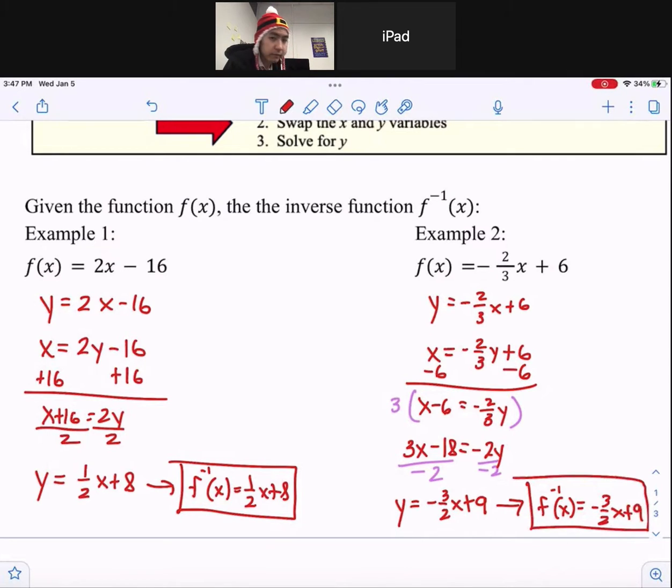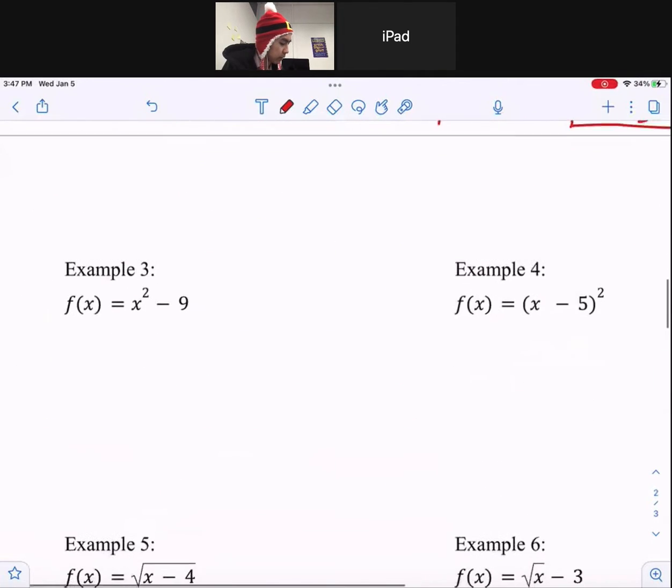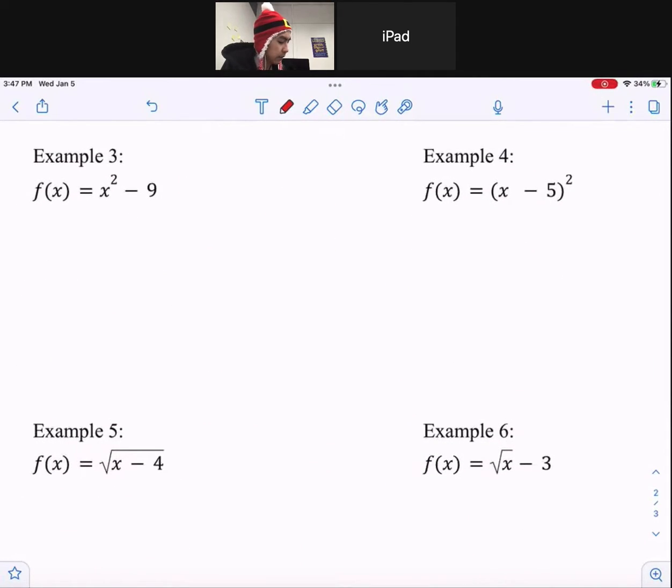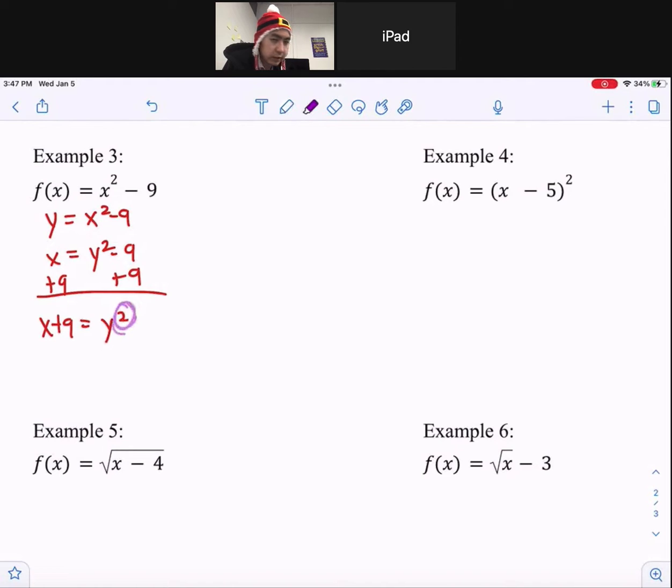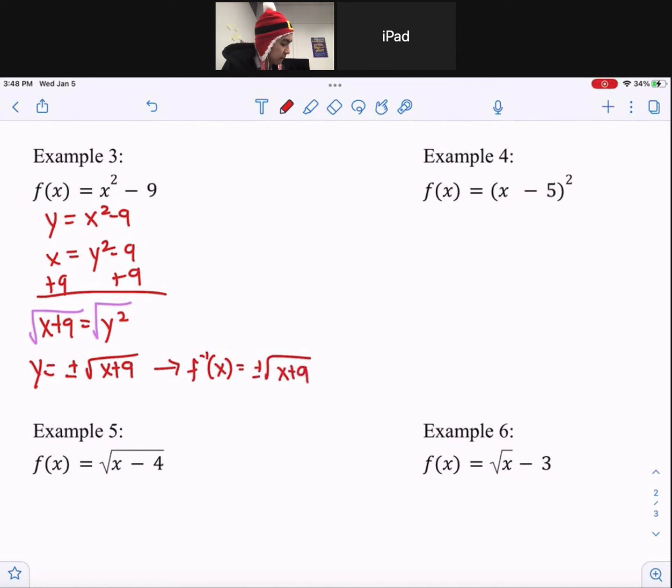Okay, let's try these, all right? Same deal: set the equation equal to y, switch the x and y variables, and now solve for y. Add 9 to both sides. And now, to get rid of this second power, you have to take the square root of both sides. Once you take the square root, you're going to get plus or minus on the other side. So the inverse function is going to be plus or minus the square root of x plus 9.